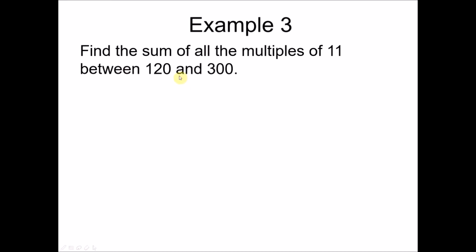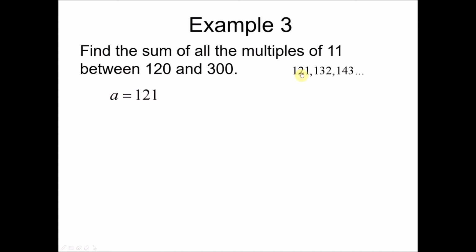Okay, so starting from 121, the next term will be 132, because since these are multiples of 11, 121 plus 11 you get 132, 132 plus 11 you get 143, plus 11 you get the next term, and so on. If we write this series of numbers down, we'll find that this is actually an arithmetic progression. So if this is an arithmetic progression, when you want to find the sum, we can use the formula.